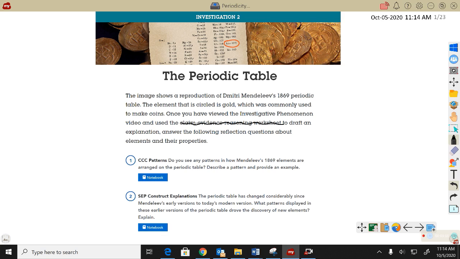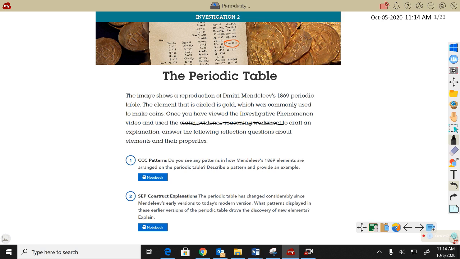Number 2, constructing an explanation. The periodic table has changed considerably since Mendeleev's early versions to our modern periodic table. What patterns displayed in these earlier versions of the periodic table drove the discovery of new elements? Here's one thing that we'll look at in a minute. Especially, take a peek at that first column, hydrogen to lithium. There's a big gap in there.